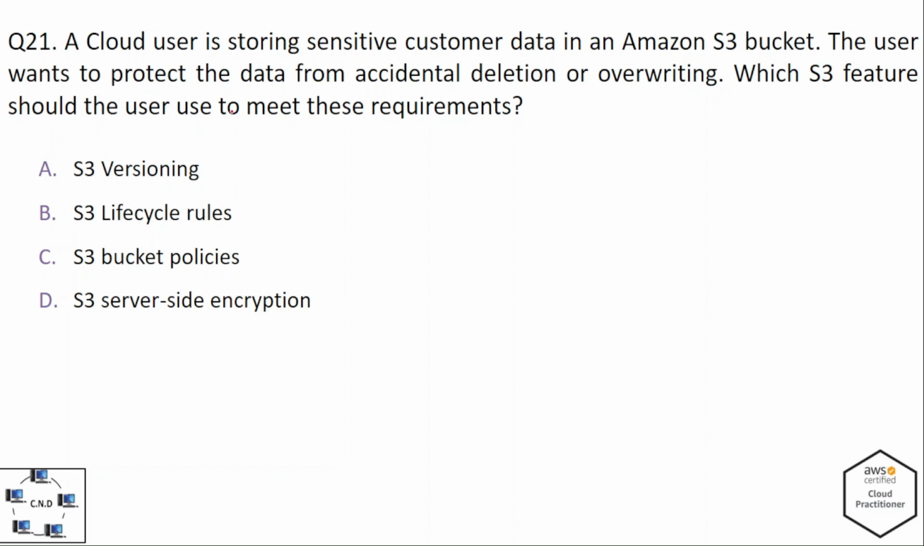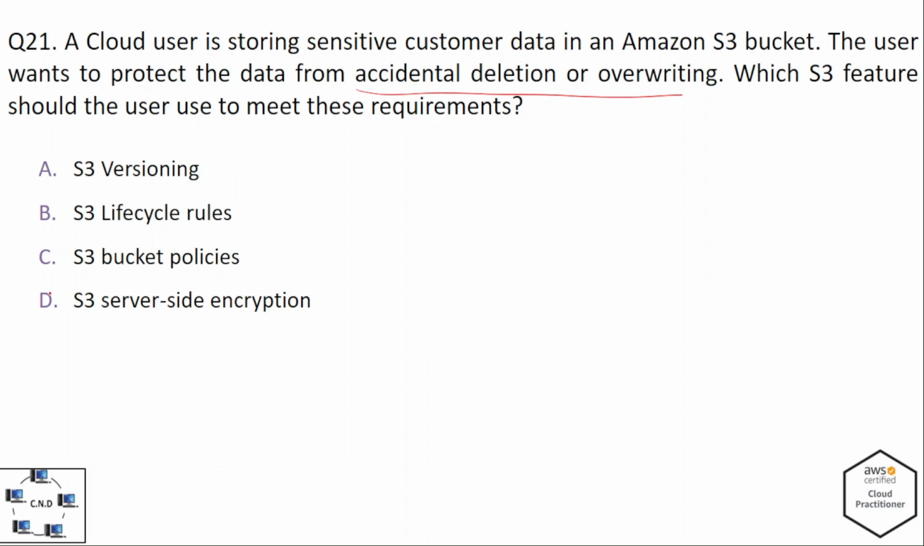Question number 21 is, a cloud user is storing sensitive customer data in an Amazon S3 bucket. The user wants to protect the data from accidental deletion and overwriting. Which S3 feature should the user use to meet these requirements? And the options are A. S3 versioning, B. S3 lifecycle rules, C.